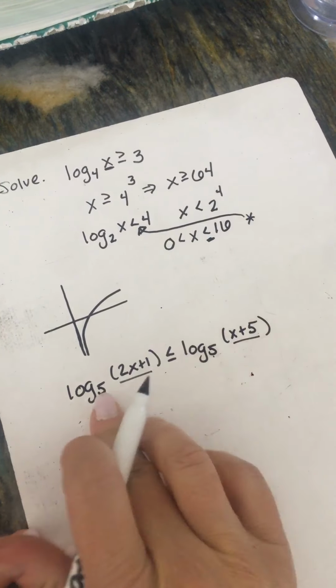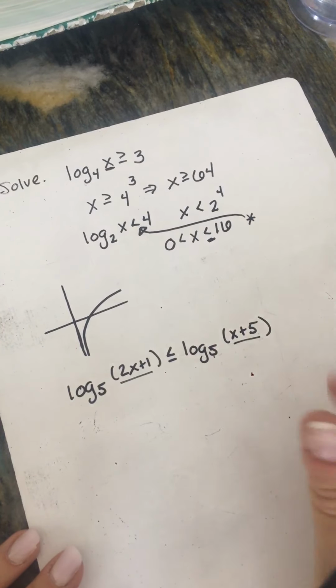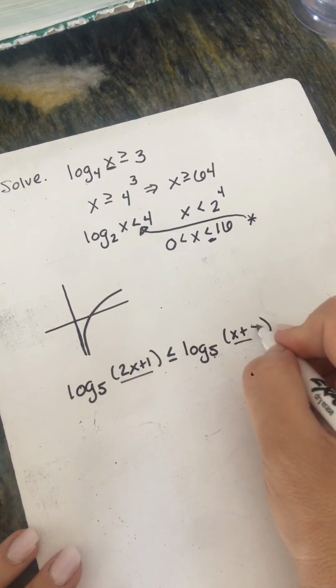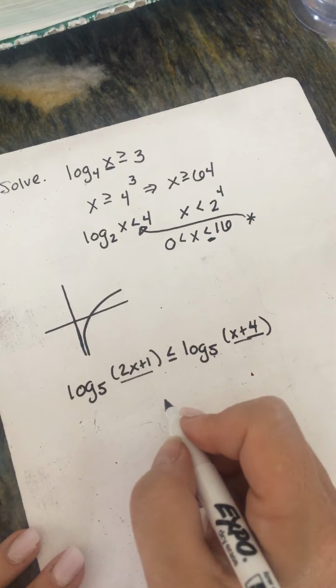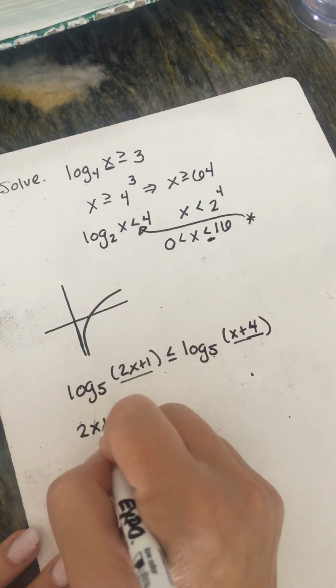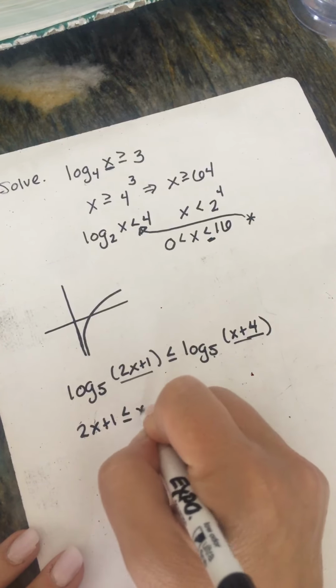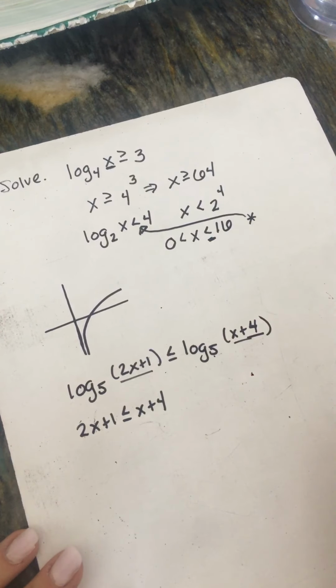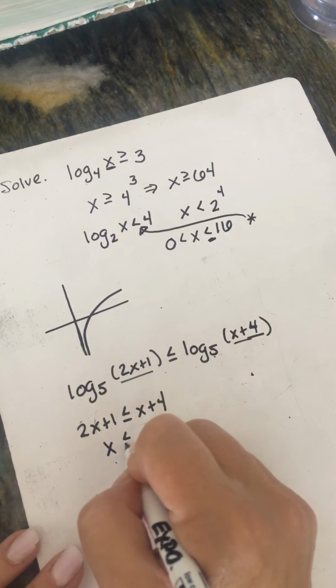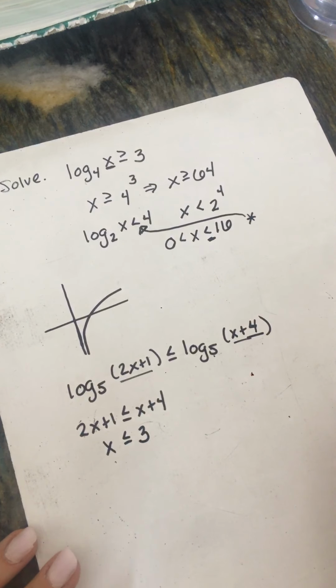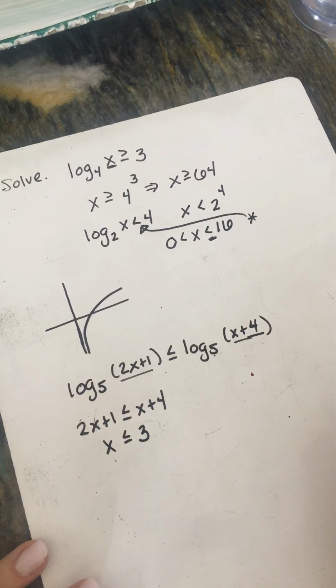In fact, I'm going to scoot it over. Oh, that's funny. I wrote a plus 5. It should be a plus 4. It'll make life look a little bit better in the end. Okay, so 2x plus 1 less than or equal to x plus 4. So we've got x, move the 1 over, less than or equal to 3. Alrighty.